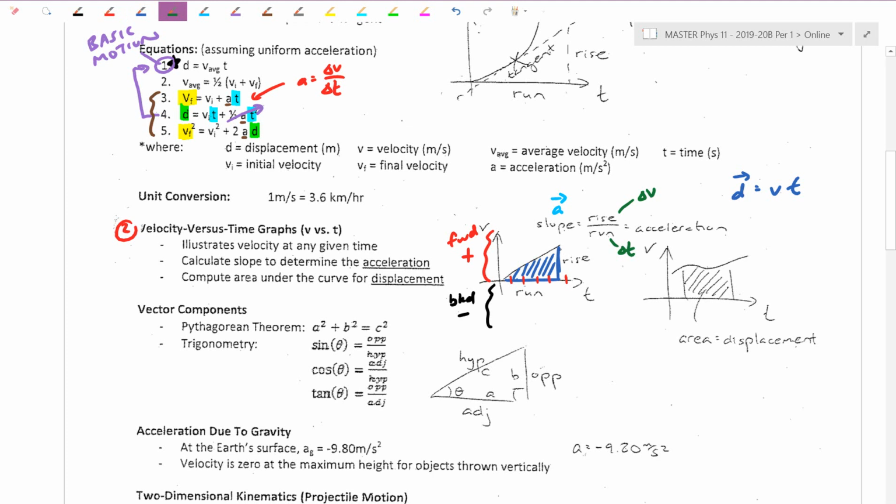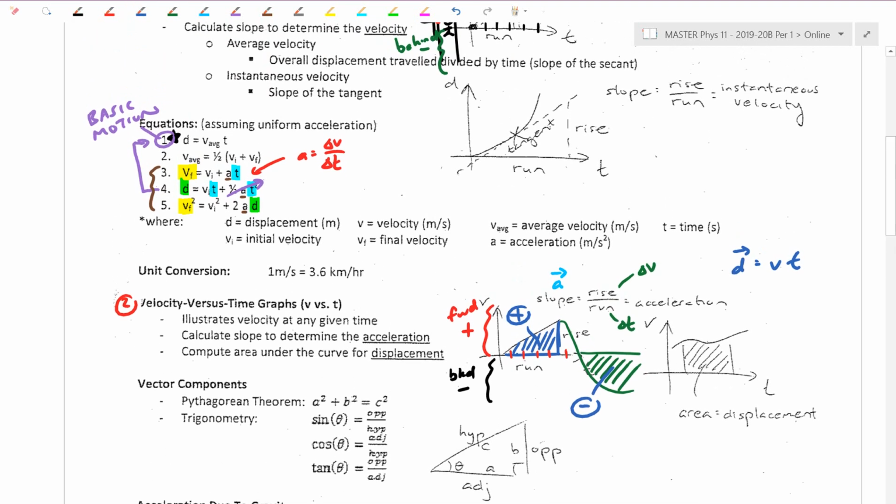Especially if this curve here drops down to the negatives, we're going to do the area bounded by the curve. Areas on top are going to be positive. Areas on the bottom are going to be negative. Positive displacement means he heads forwards. Negative displacement means he heads backwards. So that's how we read those two graphs there.